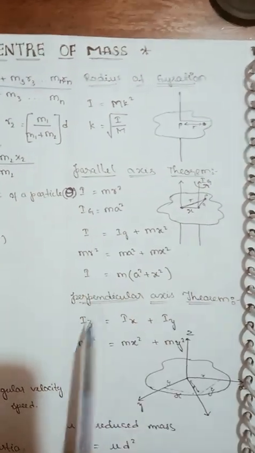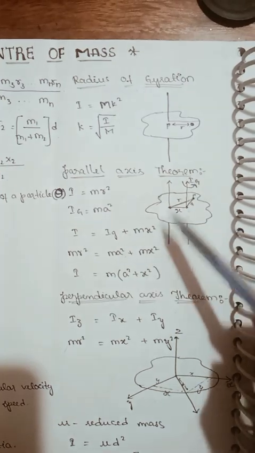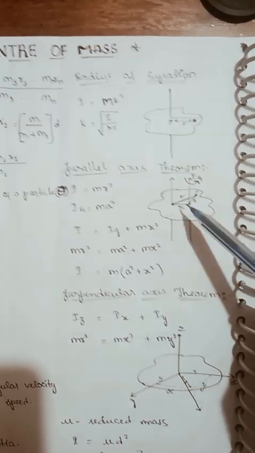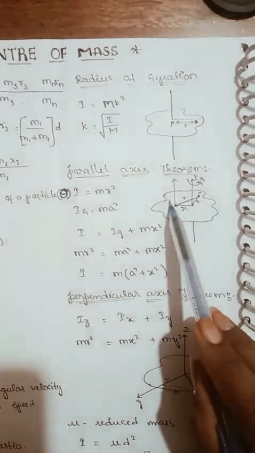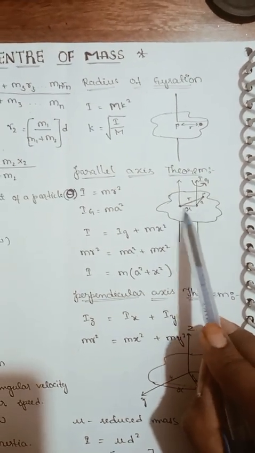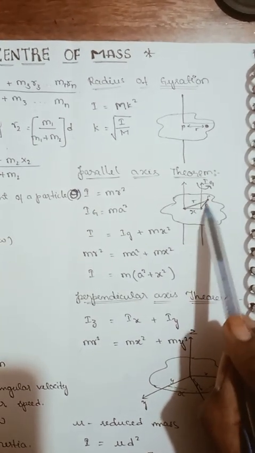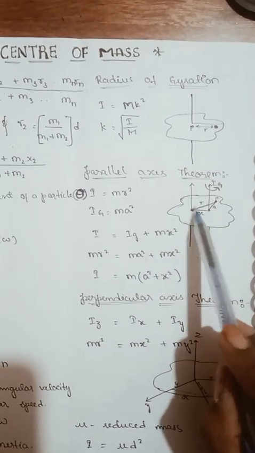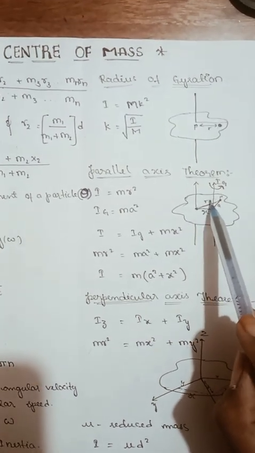Next are the parallel axis theorem and the perpendicular axis theorem. In the parallel axis theorem, the axes are parallel to each other. This is the axis through the center of mass, denoted by Ig, and the distance between the two axes is denoted by x. The particle moving around is at a distance a from the center axis, and the distance between the axis and the particle is represented by small r.